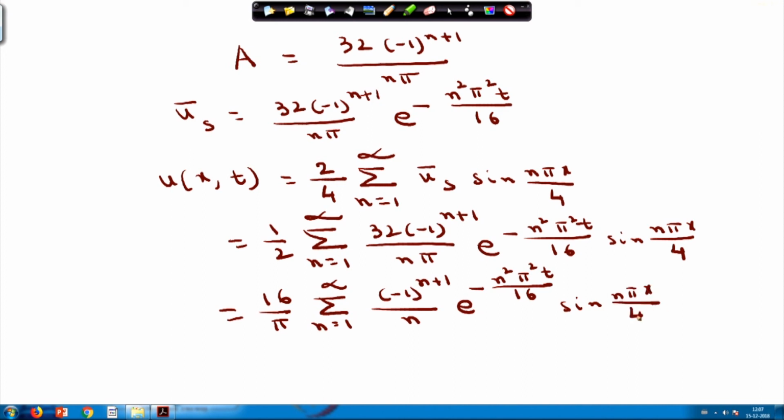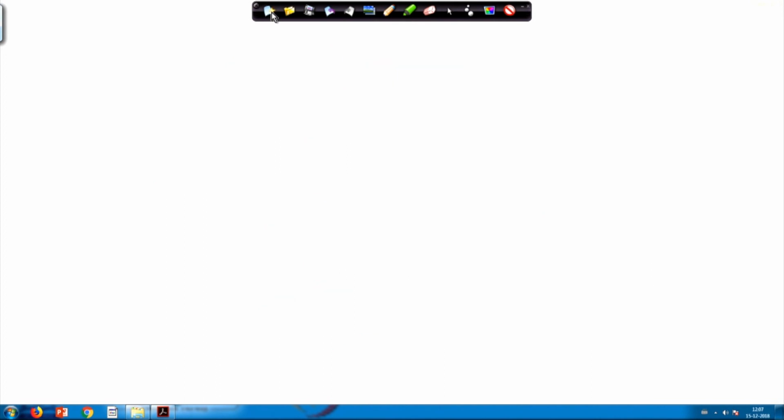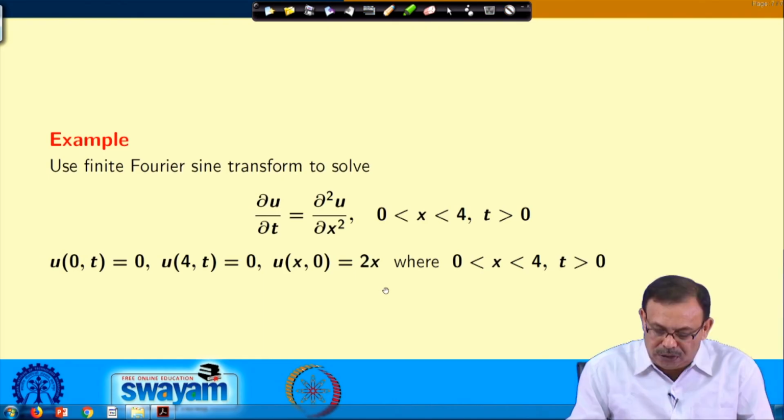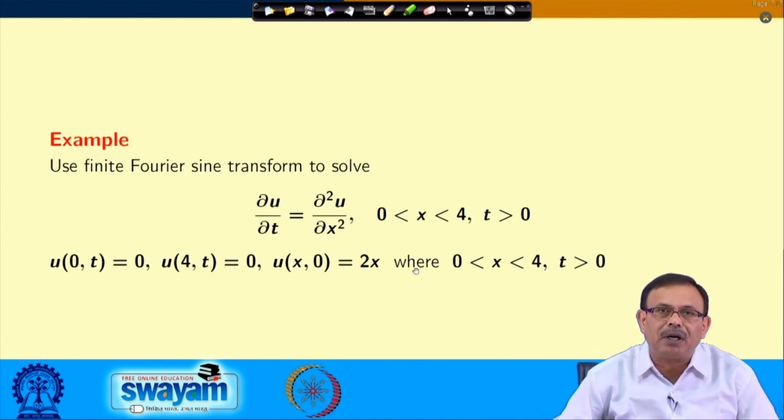So, please note that once I get u bar s, from there I can find u(x,t) this way, and ultimately the solution of the given partial differential equation becomes u(x,t) equals 16 by pi into this result. So, let us see it. This was your actual example.